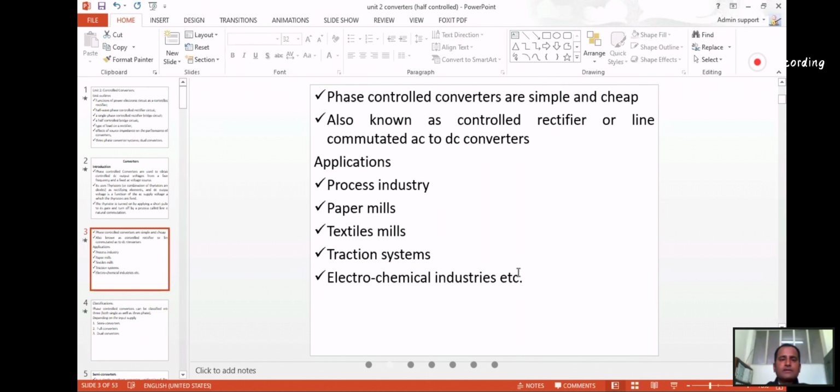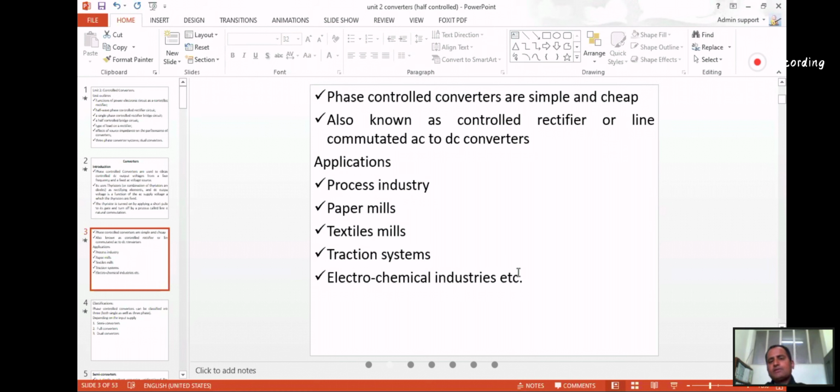But comparing with the uncontrolled converter, this is a little bit complicated, because you need to have an additional circuit to control the SCR, meaning the firing to fire the SCR. So an additional circuit is required to fire the SCR. But in case of a diode, it's just a two-terminal device, so you don't require an additional circuit to trigger it.